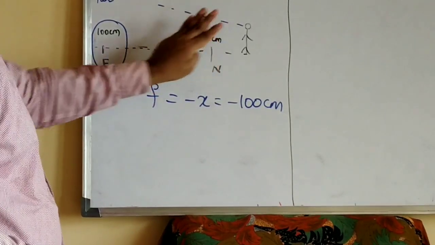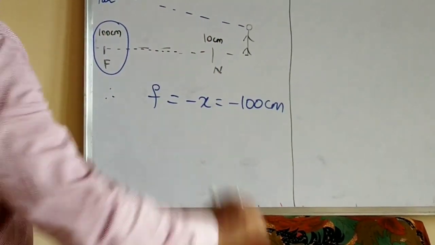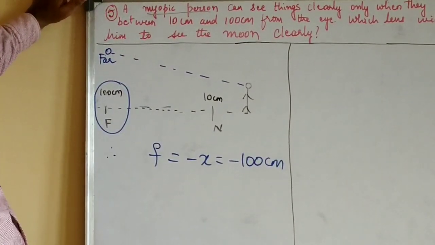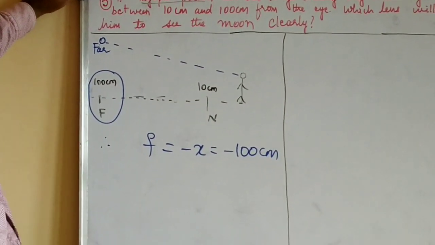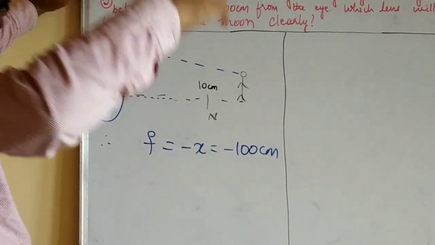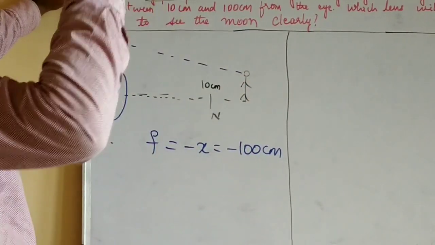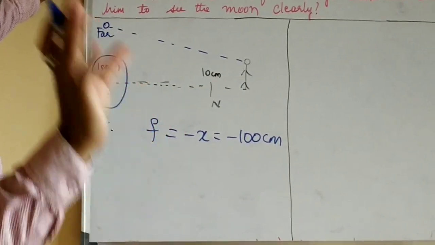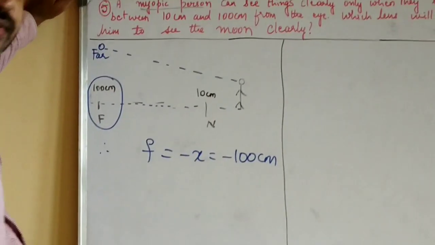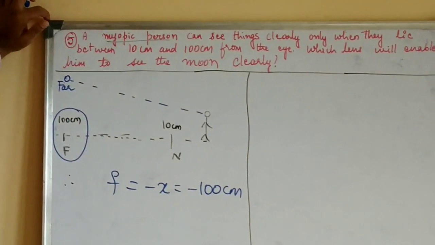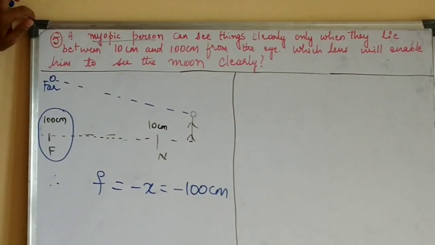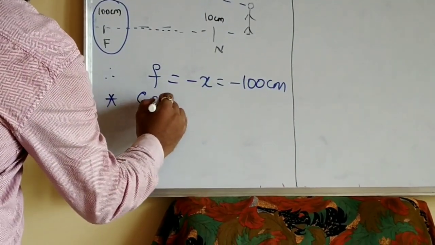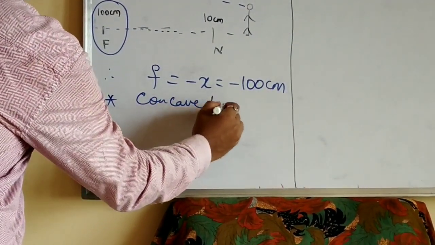Don't go for the near point. Concentrate only on the far point, because he has to see the moon. The moon is at a very large distance, right? The distance between the person on the earth and the moon is very far. So when we speak of far distances, always remember that he is a myopic person and the corrective lens that has to be used is a concave lens.